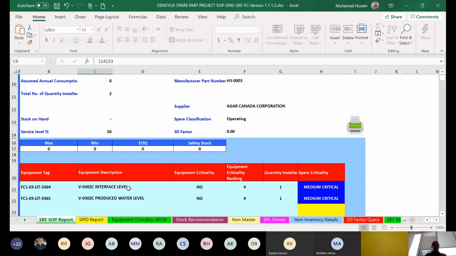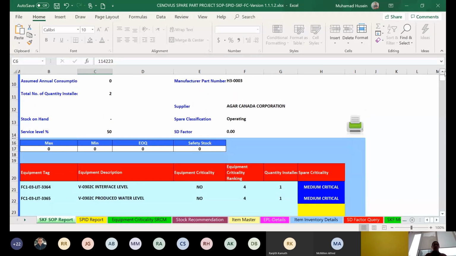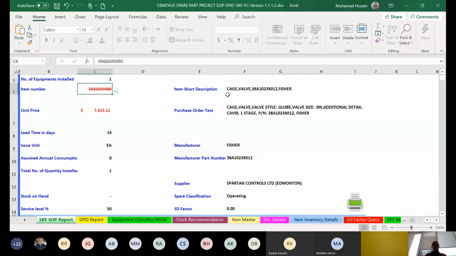So what would be the different equipment? So at least I think it's around 20,000 items listed here. Okay, so we have around 20,000 items. So this is another example. Okay. So this optimization can be done in a separate way.